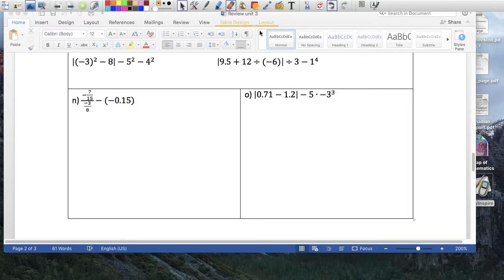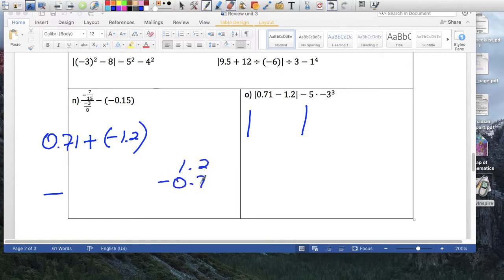Is that it? There's more. There's two more. Let's continue with the absolute value flow here. So let's do this one. 0.71 minus 1.2. Again, let me write it like 0.71 minus, and we're going to change that to addition, 1.2. We're going to take the sign of the number with the bigger absolute value. So I know my answer is negative because this is the bigger one. Then find the difference between these two. So 1.2 minus 0.71. Placeholder. Borrow. 0.49. So my answer is 0.49.